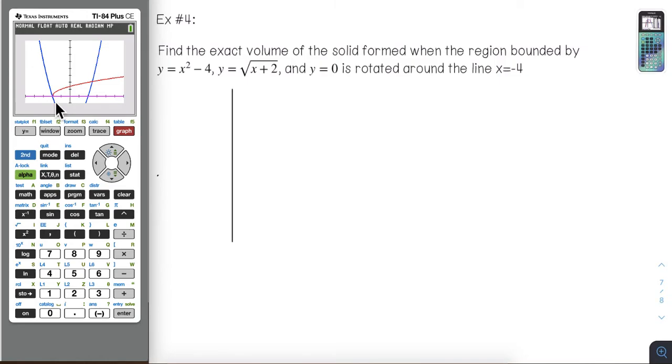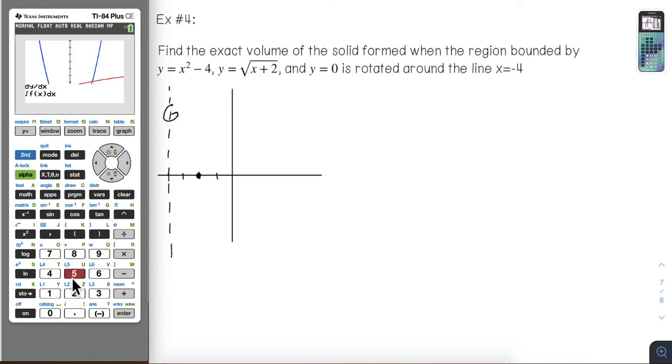Okay, so I want to go around 1, 2, 3, 4. So my axis of revolution is right here. They intersect at 2, 0. And then let's see where that second intersection point is. So second 5, we're going to scroll over towards that intersection point. There we go. So it looks like at 2.473. I'm going to go ahead and save that as my B value. Okay, go back to the graph.